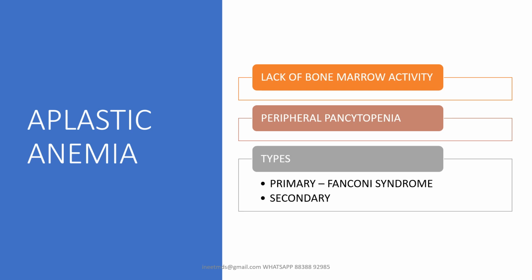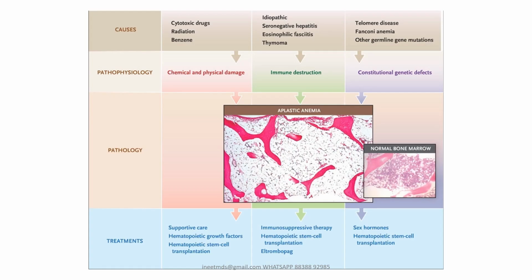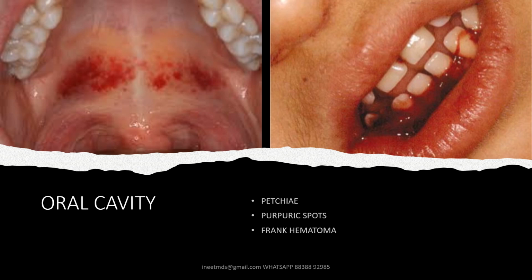Types: we have primary and secondary. The important one which comes under primary aplastic anemia is Fanconi syndrome. Primary mainly involves Fanconi's anemia or other gene mutations. It is a genetic defect, whereas secondary occurs because of reasons which happen after birth. It could be cytotoxic drugs or radiation, or it can sometimes be idiopathic or triggered by conditions like hepatitis or thymoma. This will lead to peripheral pancytopenia. Clinically, in the oral cavity, it presents as petechiae, purpuric spots or frank hematoma.